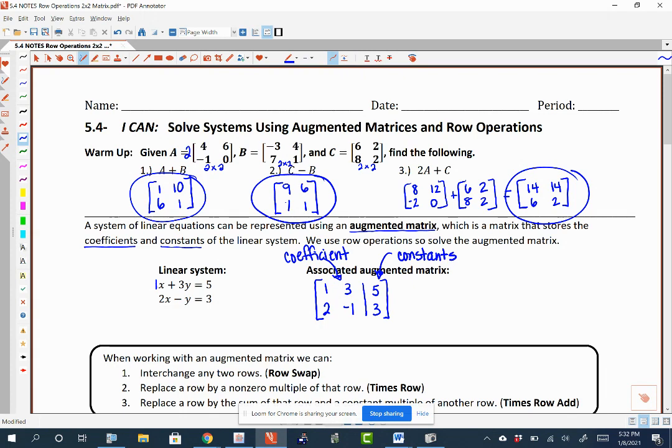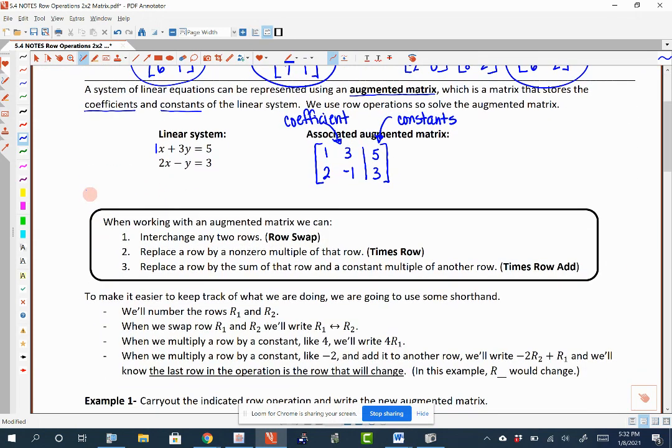So our goal today is going to be to change those coefficients, and we'll talk about the pattern in just a second. So let's go down below in this box here. It says that when we're working with augmented matrices, remember there's only 3 operations that we can do. Number 1, we can interchange 2 rows, which we would call a row swap. We can, number 2, reduce a row by a non-zero multiple of that row.